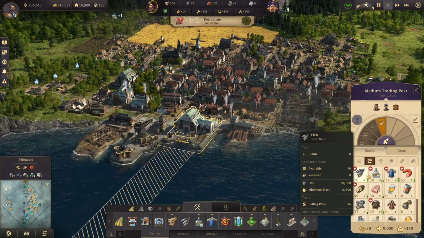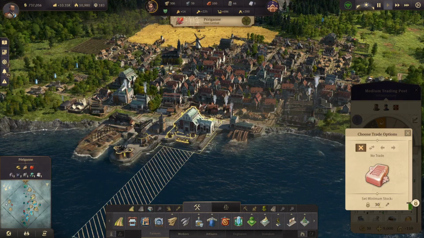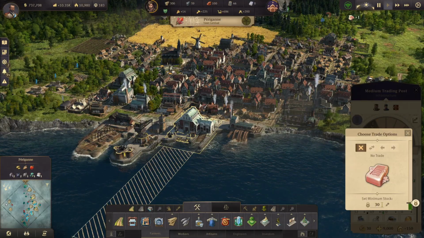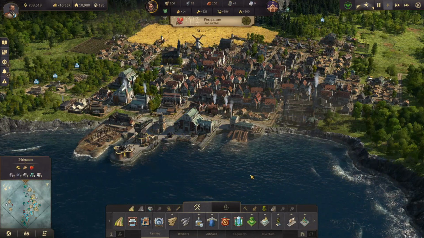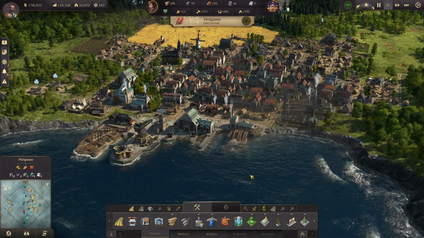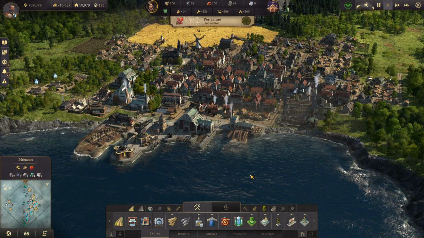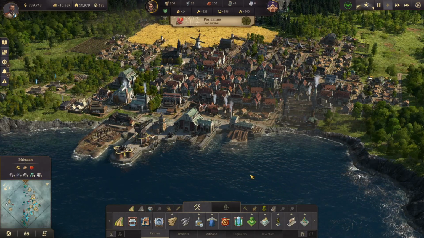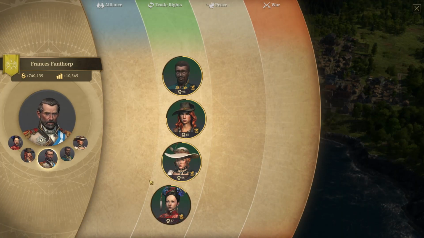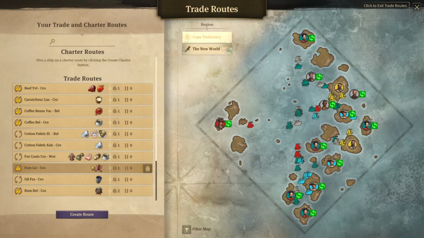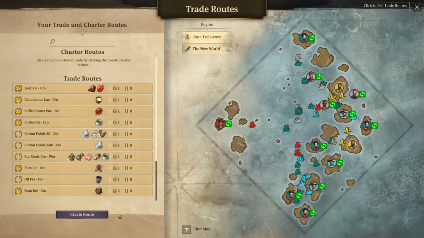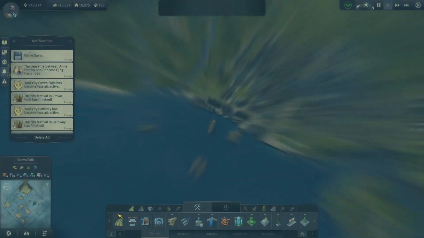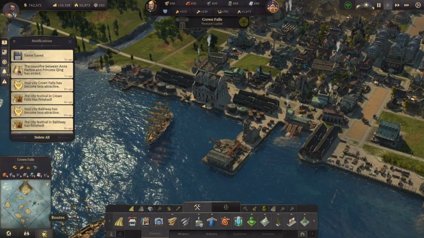Active trade routes are done by setting the minimum stock value. That's what this number right here is for. This is your minimum stock. This right here tells the trade routes you set up yourself that you want that trade route to pick up everything over that stock amount. So that is the diplomacy menu. I have a couple of these routes right here. Let's take a look at one. So I have a route right here going from Crown Falls. Let's actually go to Crown Falls while we look at this, that way we can see it right up close and personal.